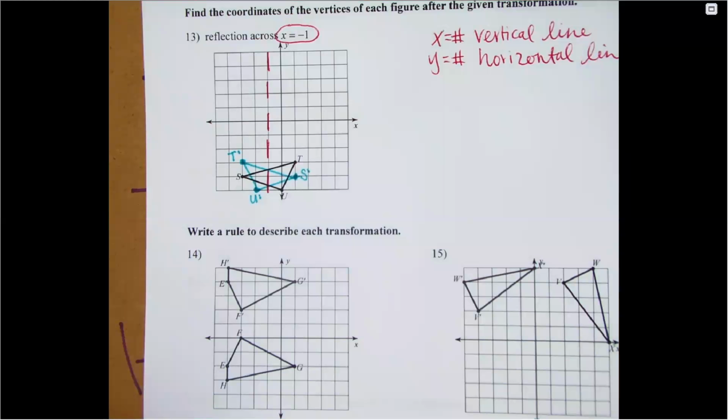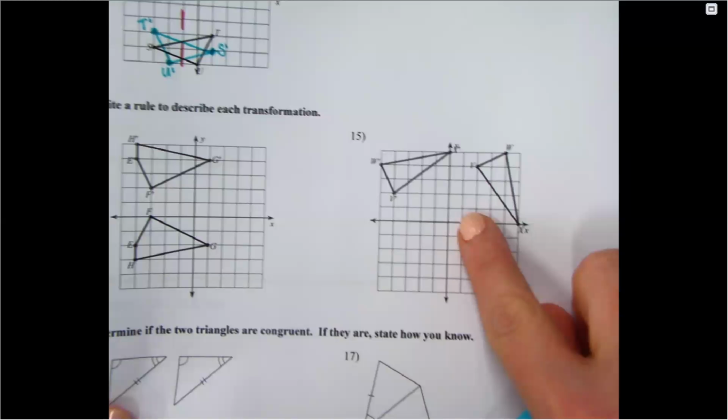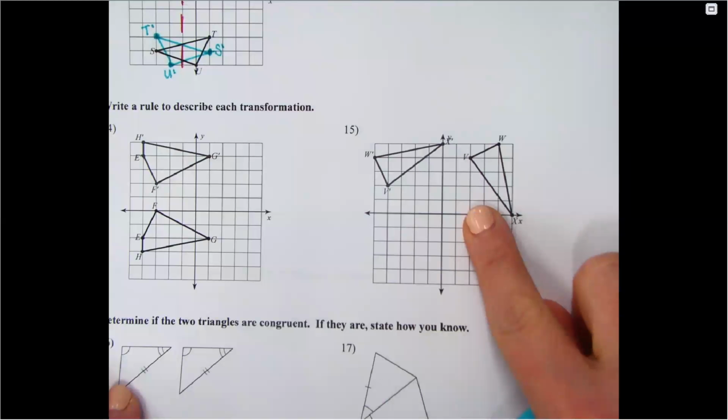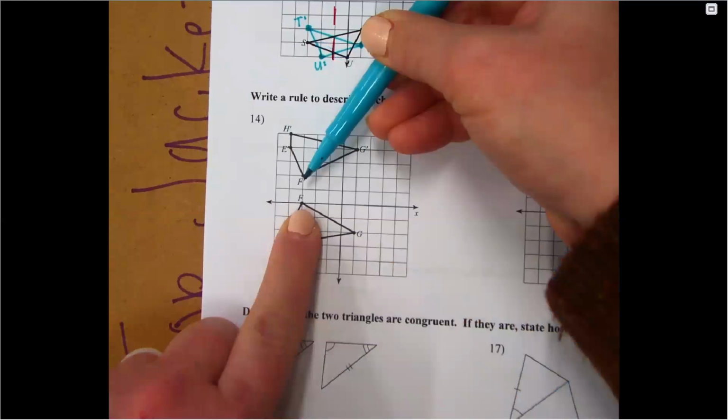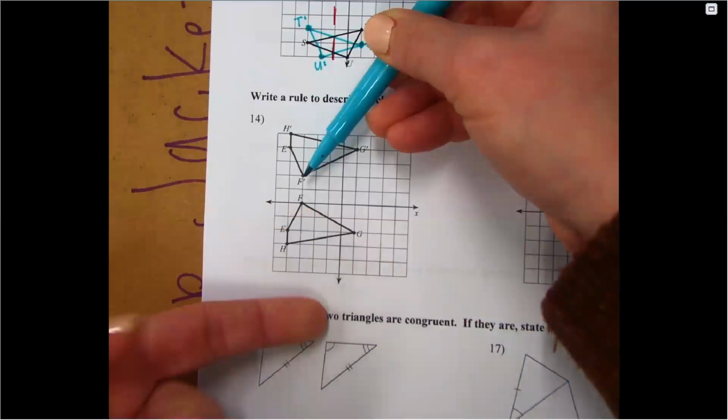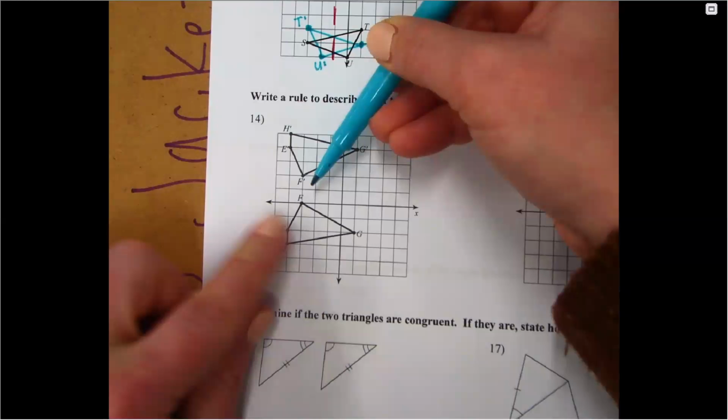I'll do this one while it's showing. A lot of you came and asked me about this one: how do you know it's a reflection versus a rotation? If you look at this one, this is a reflection because look at your F's. Your F's are right there beside each other. If it wasn't flipped over, then F would have to be somewhere down here at the bottom of the image. But this one's flipped like a pancake. So that is definitely a reflection.